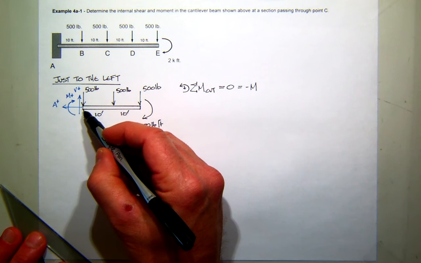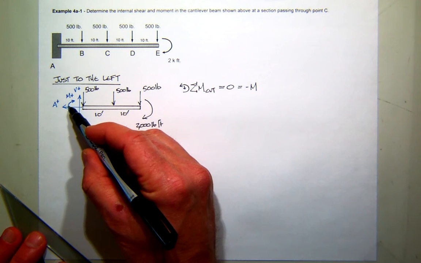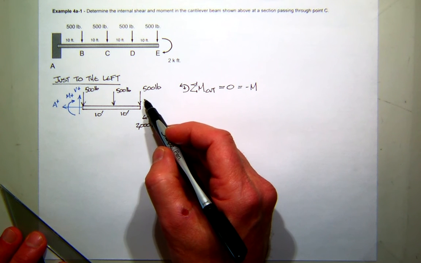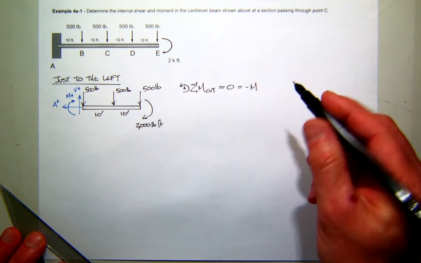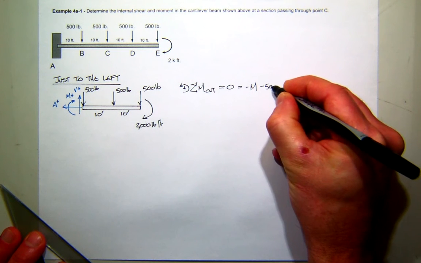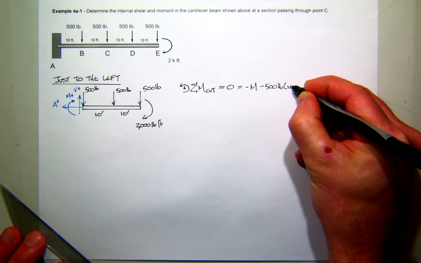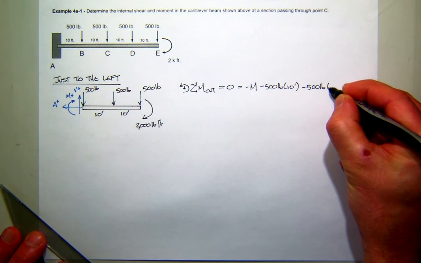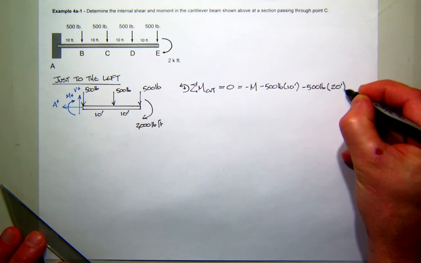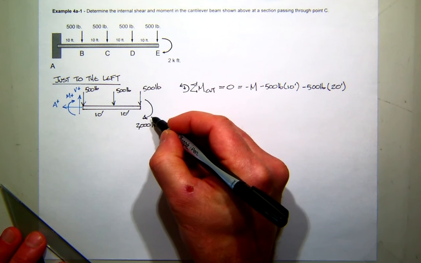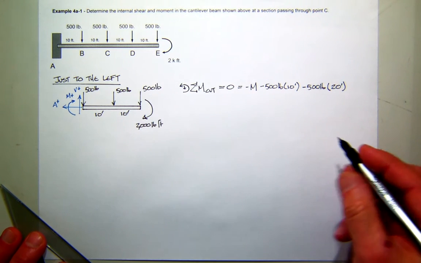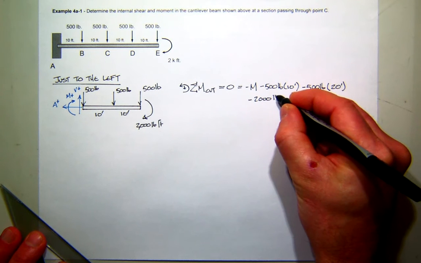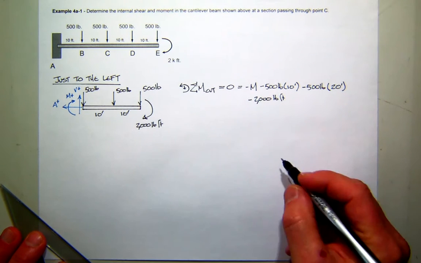Does this 500-pound force create moment about the cut? No. What about A and B? No. So I have these 2 500-pound forces. What kind of moment did they create about the cut? Positive or negative? Negative. So I'm going to have negative 500 pounds times a moment arm of 10 feet. Minus 500 pounds again, times a moment arm of 20 feet. And then out here on the end, this applied moment, is it positive or negative? Negative. So I'll have minus 2,000 pound-feet. So solve for M.